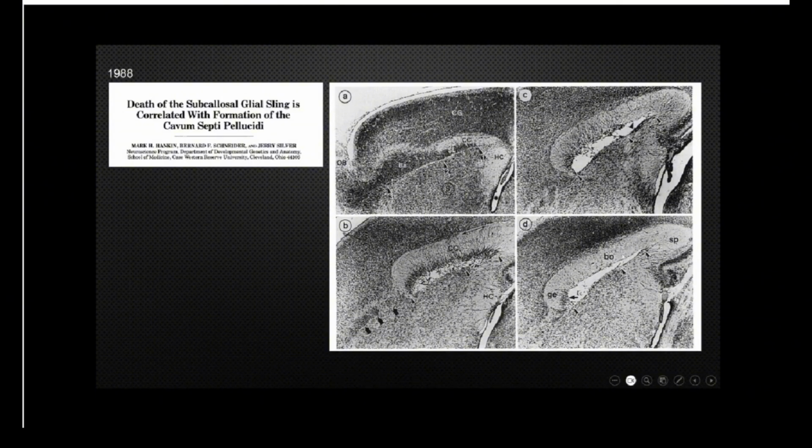You have a cavum appearing below the genu and the body and the splenium of the corpus callosum here, and this is the parasagittal section. This is not exactly a mid-sagittal section, but a bit parasagittal. So this phenomenon has been described many years ago on animal models.